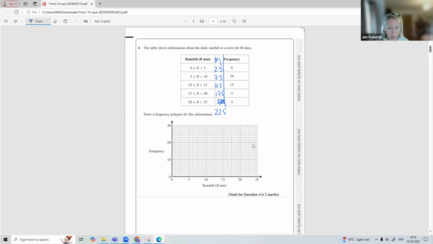2.5 is in the middle of 0 and 5, to 8. 7.5 to 24. 12.5 to 13. 17.5 to 11. And 22.5 to 4. Drawing them up with a straight line. Sorry, I don't have a ruler function here, but just make sure you've drawn yours up with a straight line.